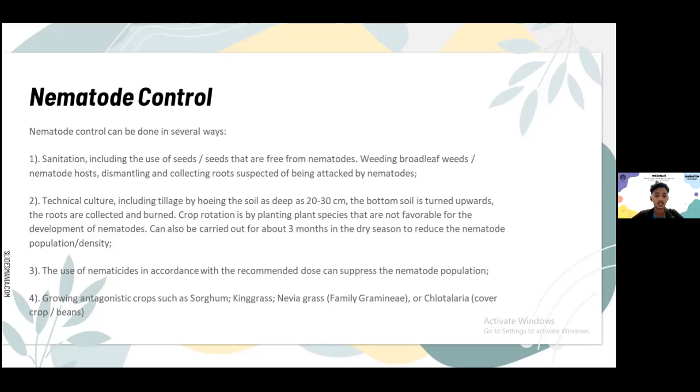Crop rotation is by planting plant species that are not favorable for the development of nematodes. It can also be carried out for about 3 months in the dry season to reduce the nematode population or density. Third, the use of nematicides in accordance with the recommended dose can suppress the nematode population. Fourth, growing antagonistic crops such as sorghum, kinggrass, napier grass, or the family Gramineae, or Crotalaria, or cover crops or beans.